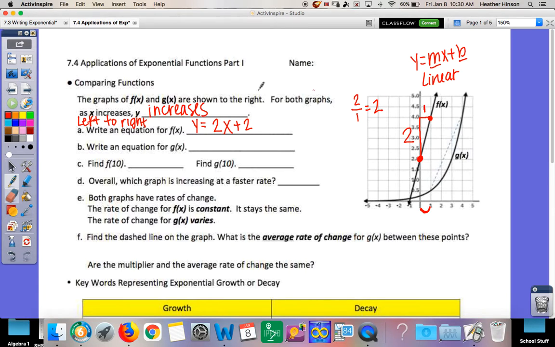Okay, for g of x, what type of equation is that graph? What type of function is it? Well, that one is exponential. That's an exponential curve. So for this one, your standard form is y equals a times b to the x. A is your y-intercept, so we need to find that on here. B is your growth, so we'll find some points to find your growth.